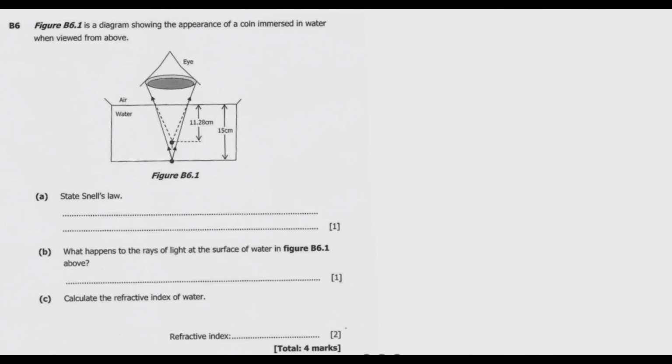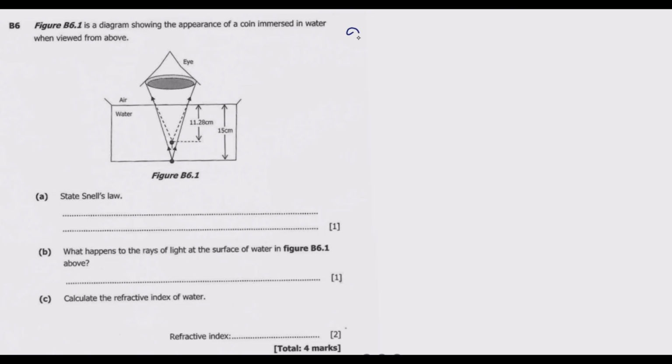Let us look at question B6. Figure B6.1 is a diagram showing the appearance of a coin immersed in water when viewed from above. Question A, state Snell's law.